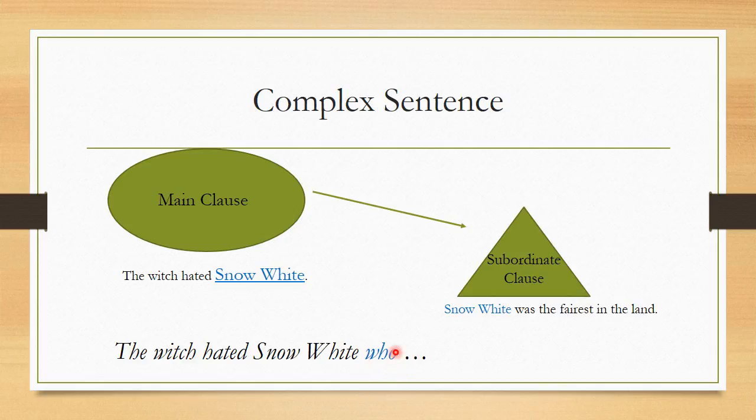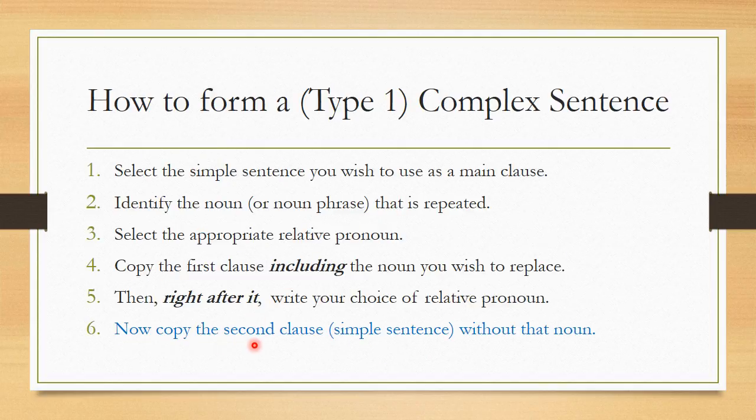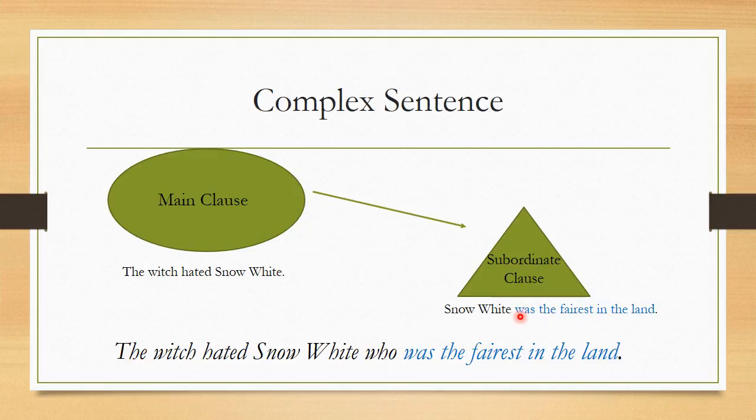Then I write down my relative pronoun, which I already picked. It was a subject, so who. What's next? Now copy the second clause without that noun, obviously, since we got rid of it by replacing it with a relative pronoun, right? So here we go. I'm going to take out Snow White and I copy the rest of it. Was the fairest in the land. So we have now the witch hated Snow White, who was the fairest in the land. Done.